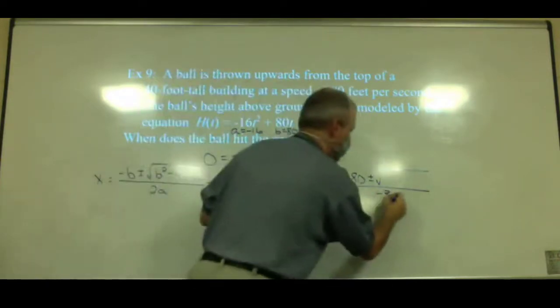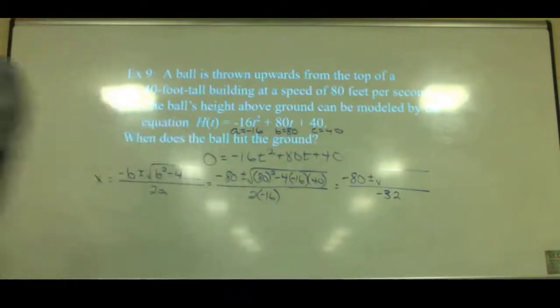Negative 32 is going to be the bottom, so that one we can do pretty easily. Just 2 times negative 16, so that's negative 32. Now, inside the radical, again, with certain calculators, you can just type the whole thing in. Certain ones you'll have to do a piece at a time.